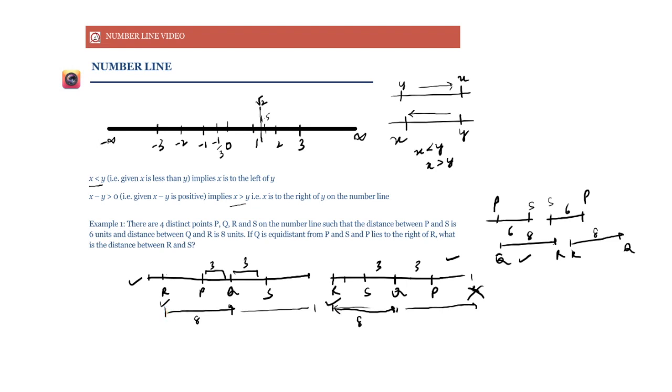So here the distance between R and P is 5 units. And here the distance between R and P is 8 plus the 3, so a total of 11 units.